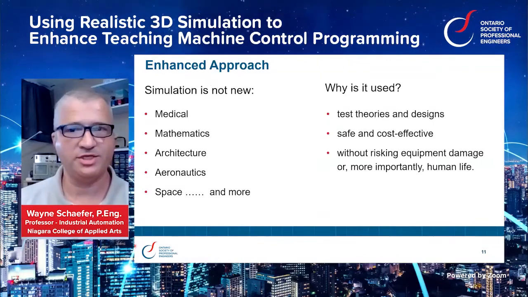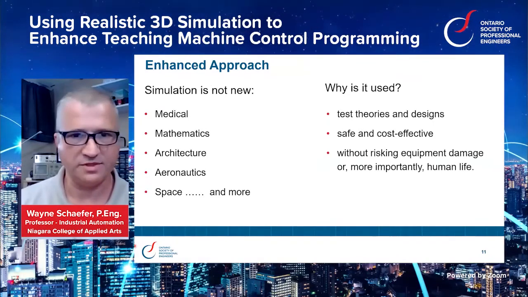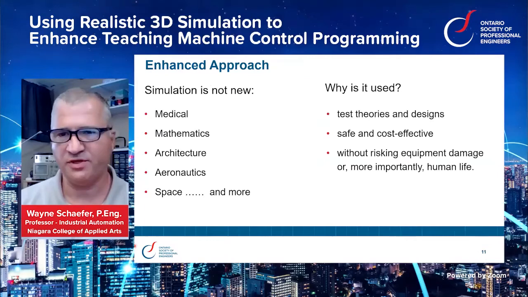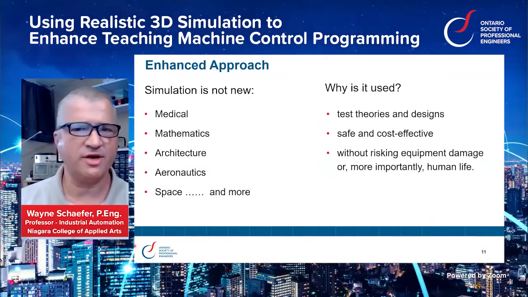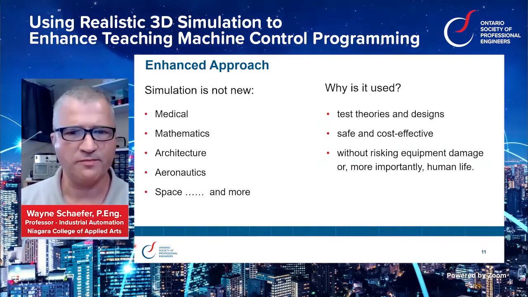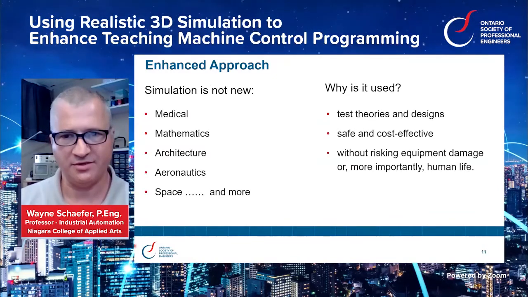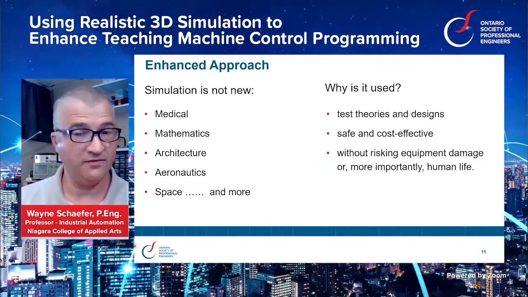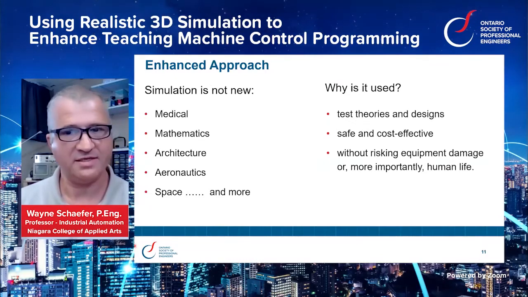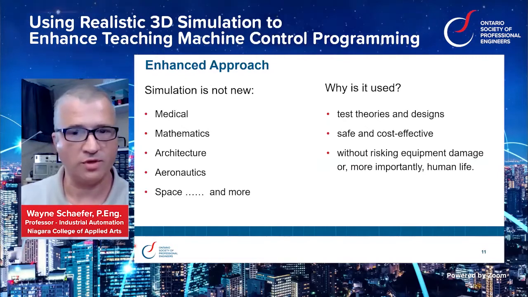Now, we all know that simulation's been around for decades. Virtual and physical simulation has been used in medical fields, mathematics, architecture, aeronautics, space, and much more. So why do we simulate? Well, we simulate because it gives us the ability to test theories and designs virtually, because it's safe and cost effective. We do this without risking equipment damage or, more importantly, human life.